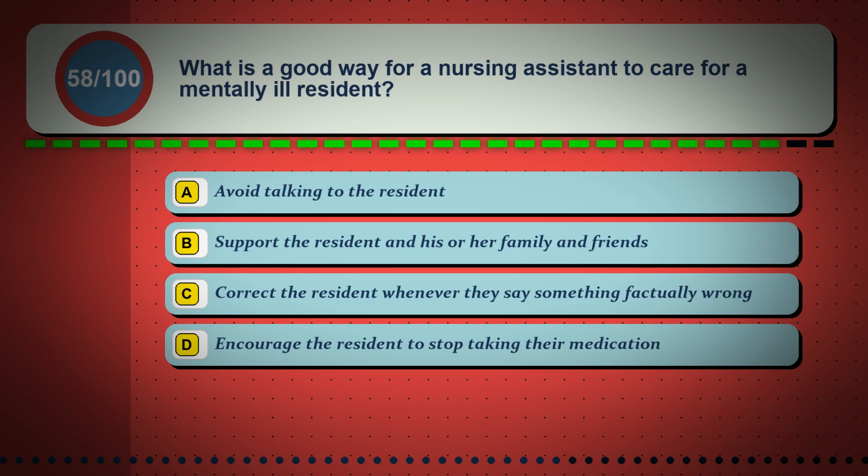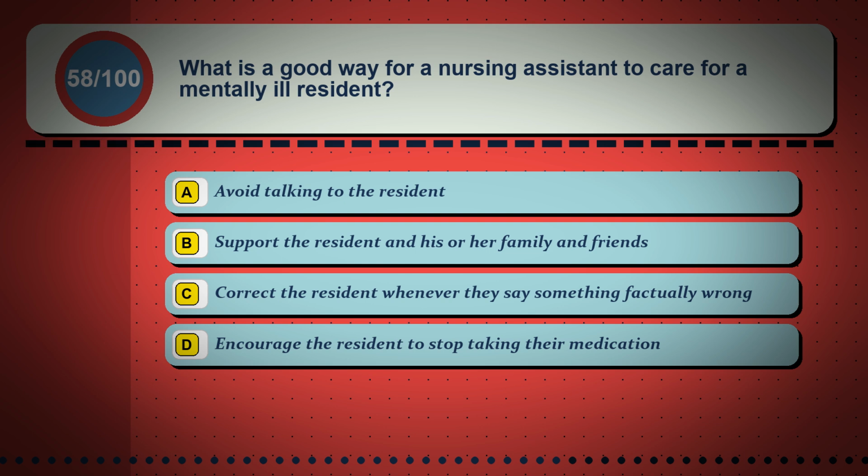Question 58. What is a good way for a nursing assistant to care for a mentally ill resident? Option A, avoid talking to the resident. Option B, support the resident and his or her family and friends. Option C, correct the resident whenever they say something factually wrong. Option D, encourage the resident to stop taking their medication.